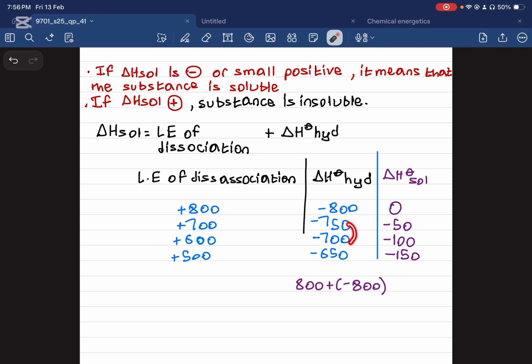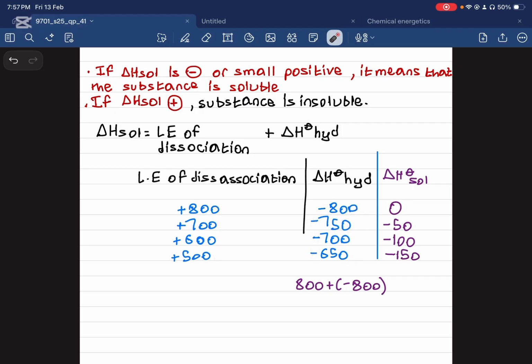Plus 50, plus 50, plus 50. Both values are decreasing, right? Ignore the minus sign for a second. If you take into account the minus sign here, you'd be like, oh, minus 800 to minus 750. Shouldn't this be plus 50? Then why am I saying minus 50? Just ignore the signs for a second and look at the numbers. It's decreasing, right? By 50. And this is decreasing by 100.